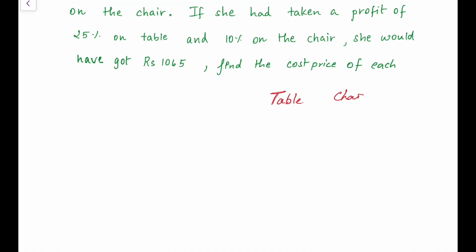Table, chair. Let the cost price of 1 unit in rupees of the table be x and for the chair be y. So always try to write tables wherever possible so that it will be easy for you to make the equation. You will not make mistakes.